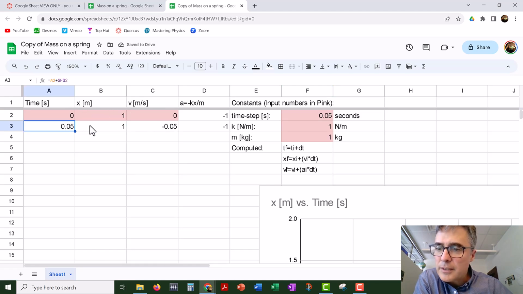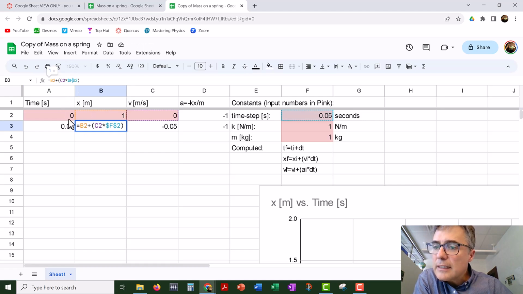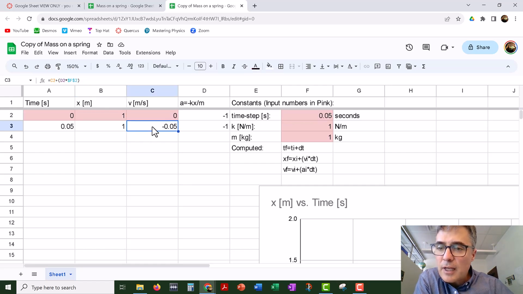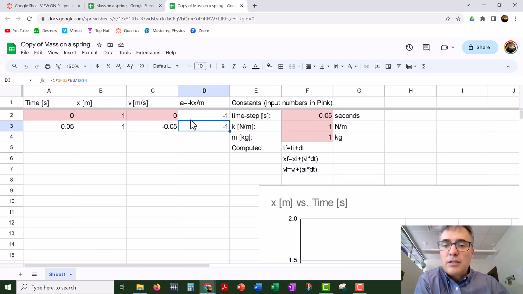Okay, so that updates that. And then the position is going to be the old position plus the delta t, which is the time step, multiplied times c2, which is the speed it used to have. So speed times delta t gives you the change in position, so that updates the position. And then the same with the velocity. The velocity is the old velocity at c2 plus the acceleration times the time step again. And then the acceleration, again, you just use this equation from Hooke's law.